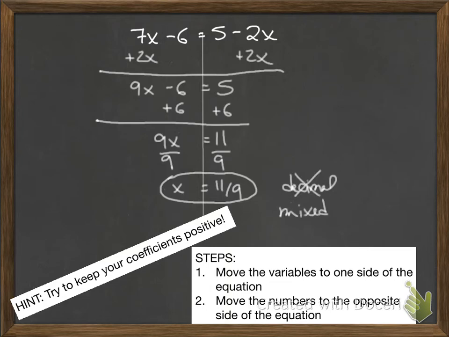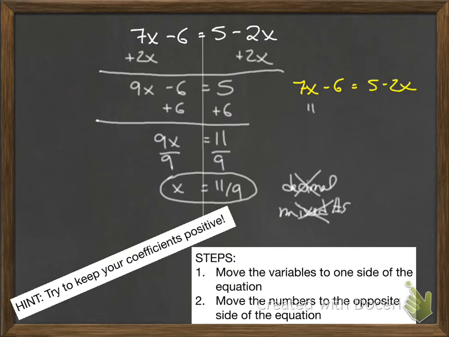Okay, we only want our answers as fractions, even if they end up being improper fractions. One of the reasons that we do that is so that when we check our work, it actually becomes a lot easier. So let's say I have 7x minus 6 equals 5 minus 2x.